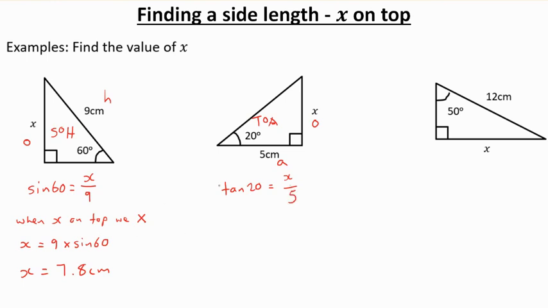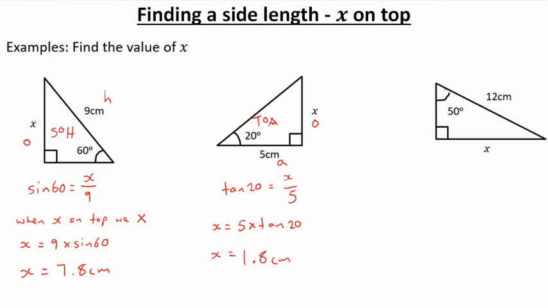And so remember, when x is on top, since we've got x on top here in our fraction, we're going to multiply. So to find x, it's going to be 5 times tan 20. And so doing that, 5 times tan 20 should come out to be 1.8 to one decimal place, and that's in centimeters again.